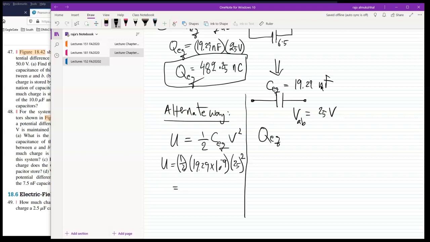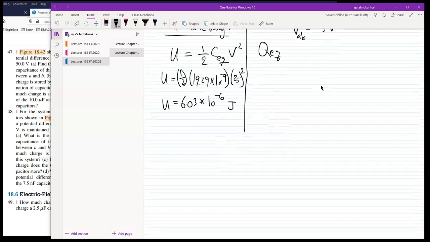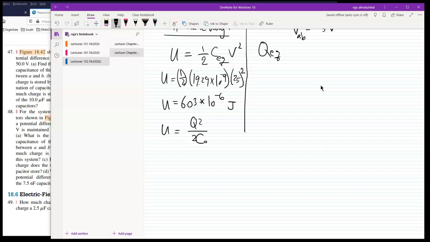Times 25 times 25. And the answer, if I do this, I will get 6.03 times 10 to the negative 6 joule. Okay? Now, I know that there is another way of writing U, if you remember. Remember, we had three different ways of writing them? One of them is this one, Q squared over 2C equivalent.